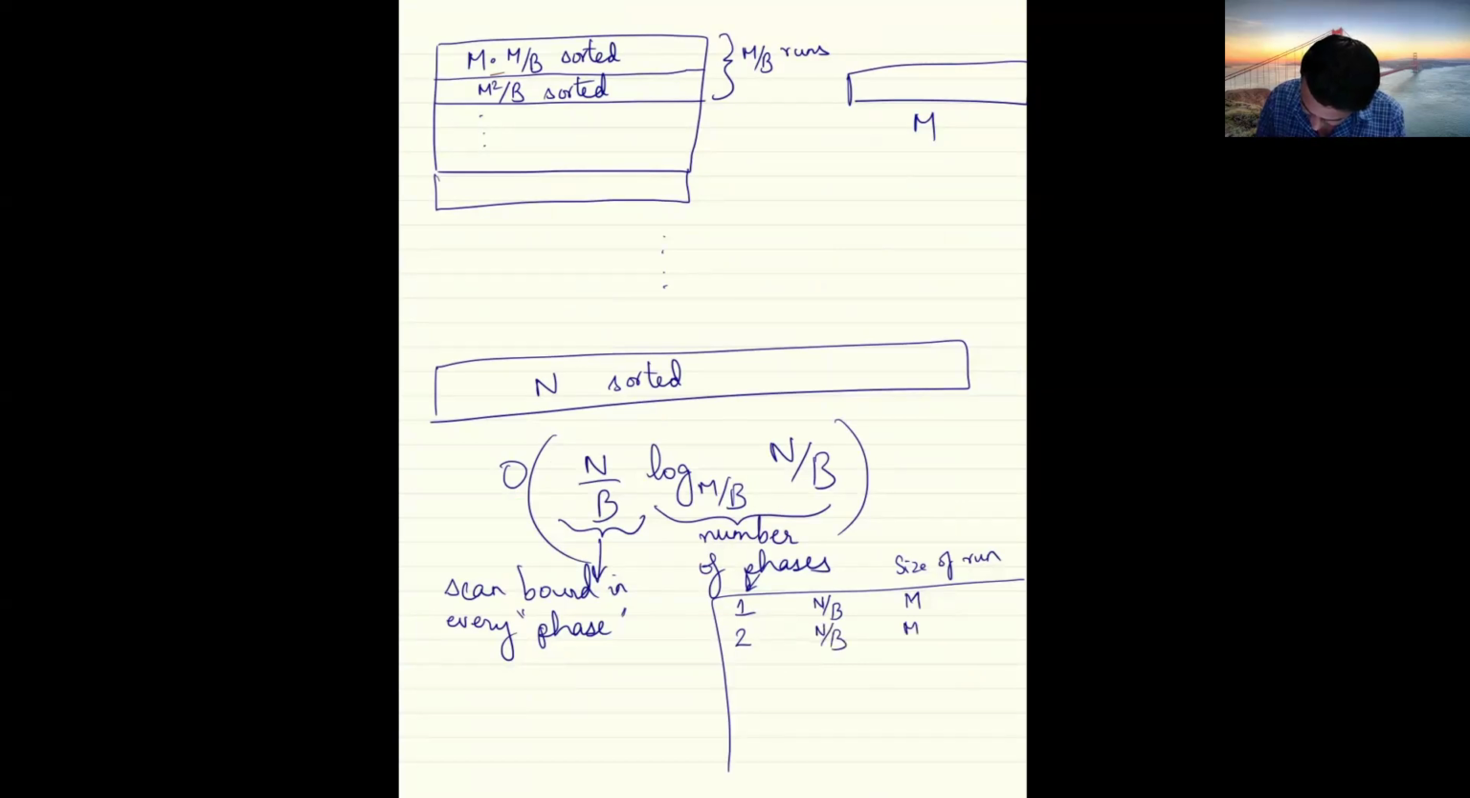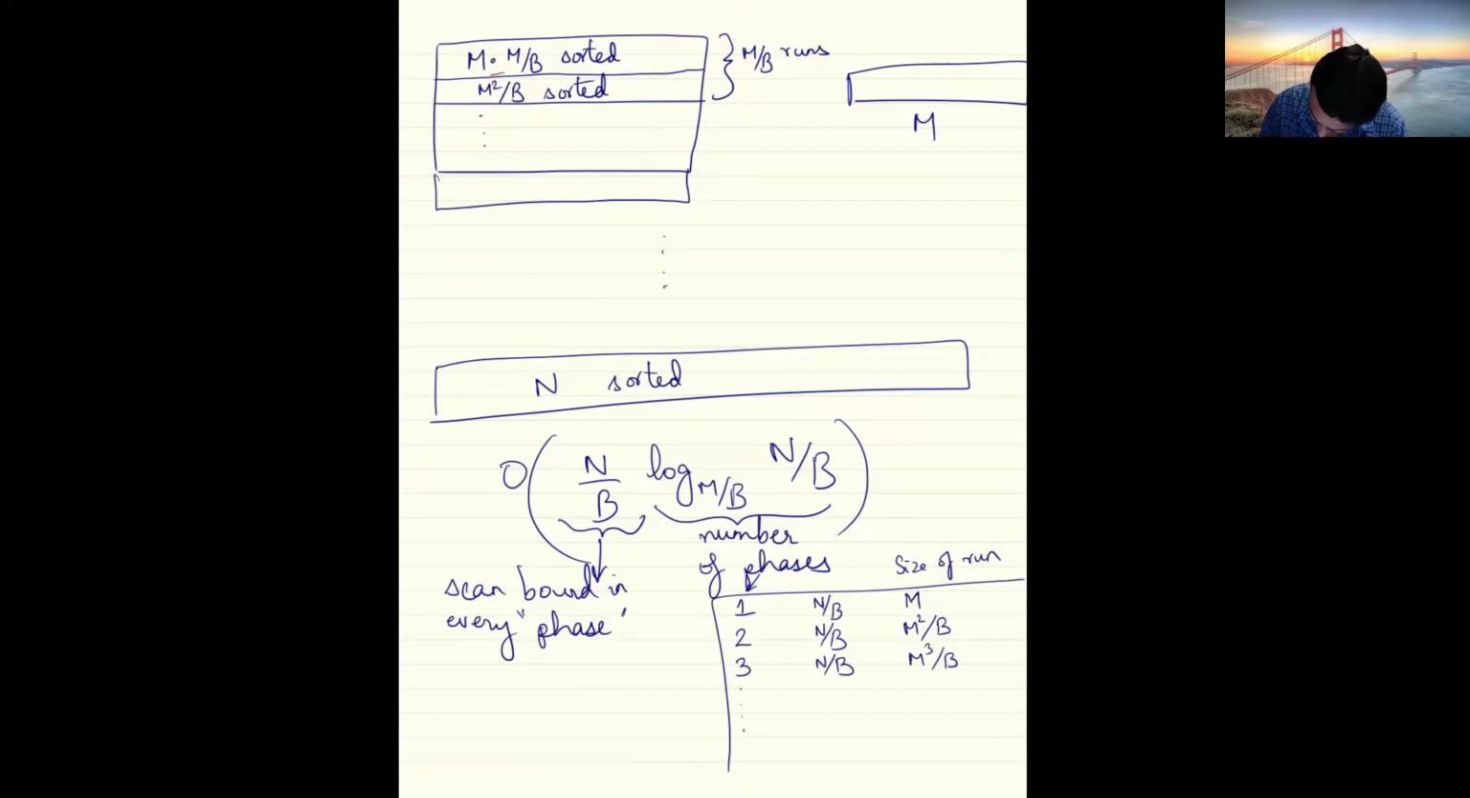Now my size of the run has become m squared over b. After phase 3, for which I also paid n over b IOs, this is phase 3, I'll bring in m over b runs. I won't bring in the full run. I'll bring in the first block of m over b runs, and each run is m squared over b, because that I did in the previous run. So the size of the run becomes m cubed over b.